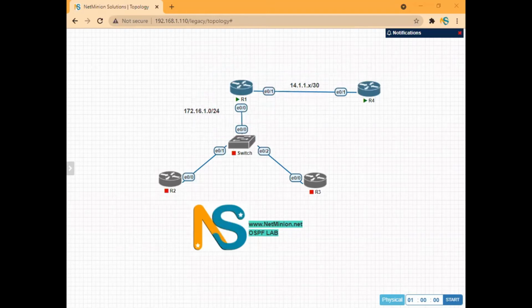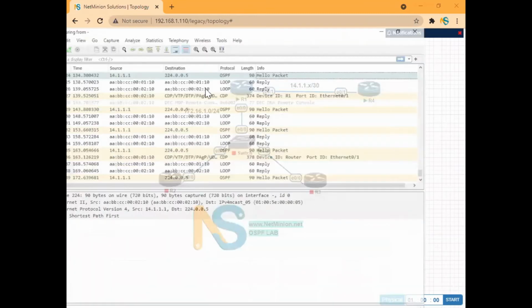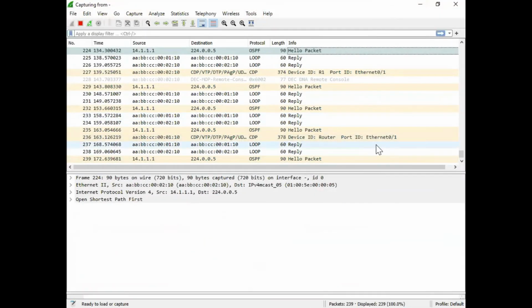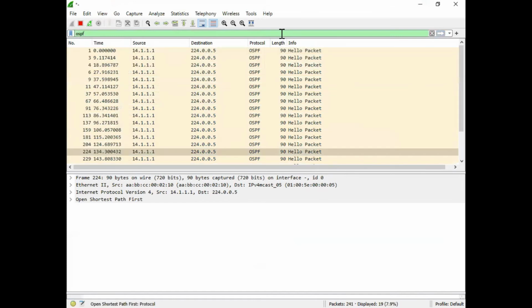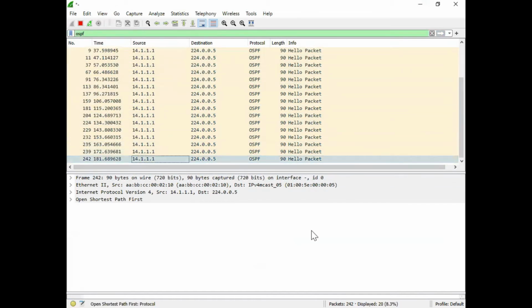We will be talking about this later on with the packet captures. But currently, if you see, from the OSPF perspective, the source is 14.1.1.1 only, and it is sending to 224.0.0.5. So far, in theory, what we have learned is that it is the multicast address which OSPF uses.